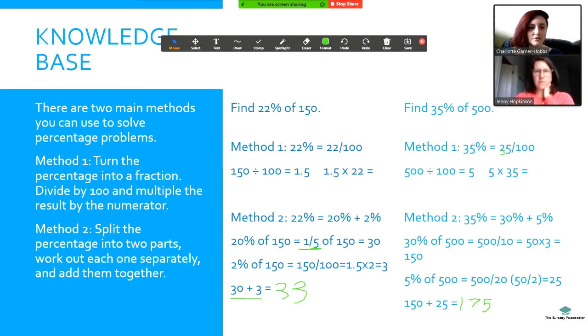So what do you think of those two methods, Jenny? Do you have a preference, or can you see sort of a pros? No, I think you're right. I think it depends on the numbers that you've got in the question.